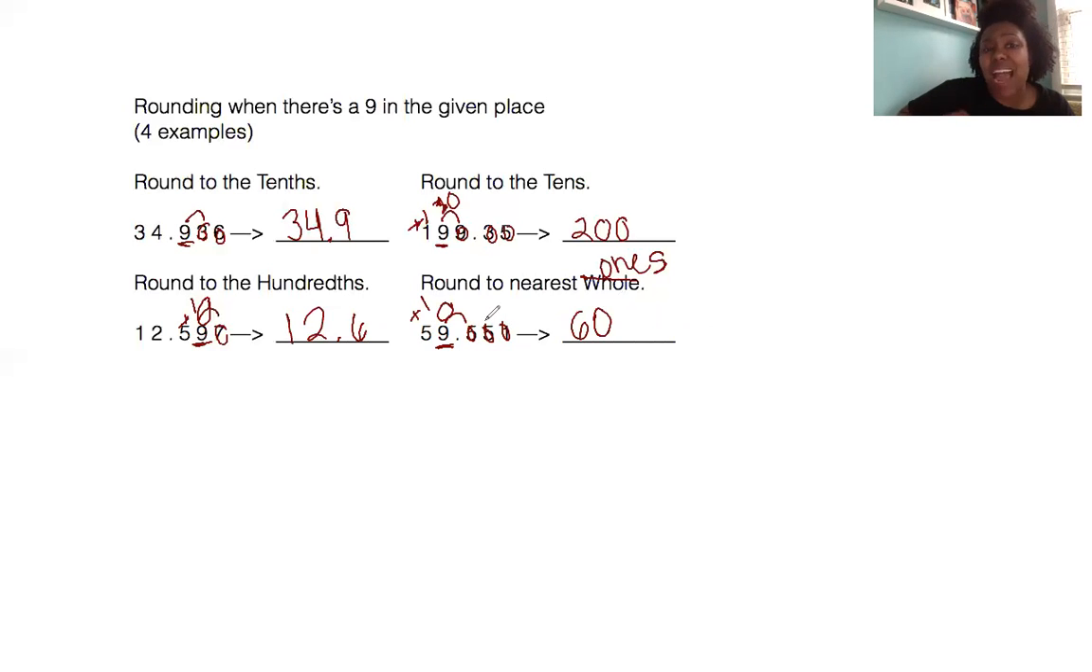So when you have a 9 in a given place and you're rounding it, if it rounds up, you will have to add 1 to the digit that's in front of it. It's just a rule of rounding, and you've got to learn it.